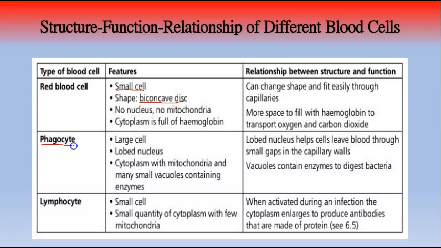The phagocytes, however, are large. The nucleus is lobed, so they have multiple lobes of the nucleus. That is specifically important so that they are able to leave the blood through small gaps in capillary walls. Remember in one of the earlier videos we stated that capillaries have tiny holes in the walls that allow materials to be exchanged between the blood and tissues or cells.